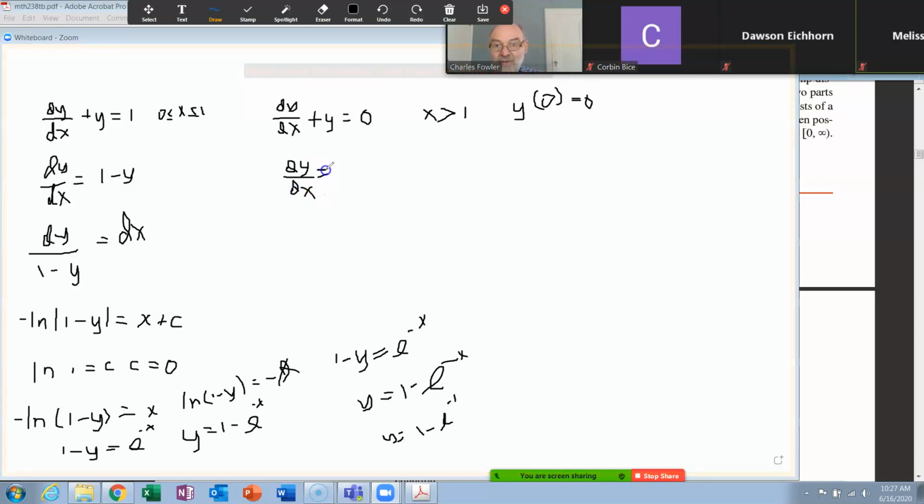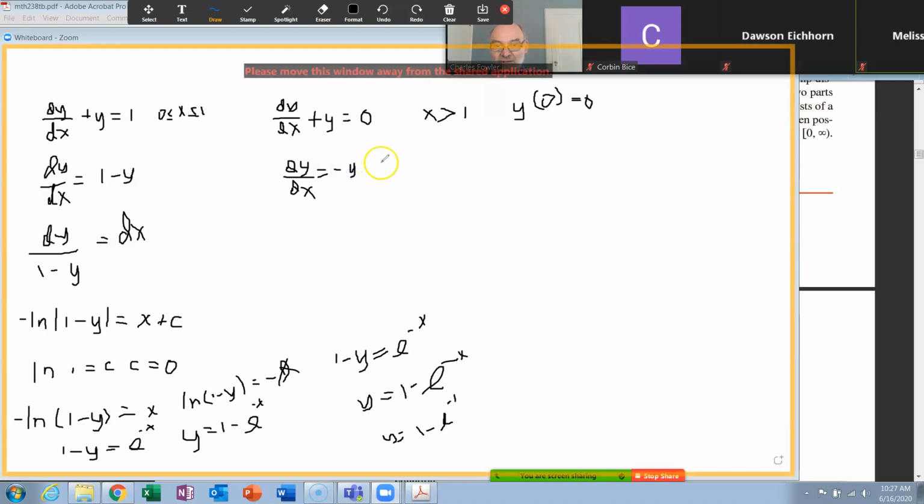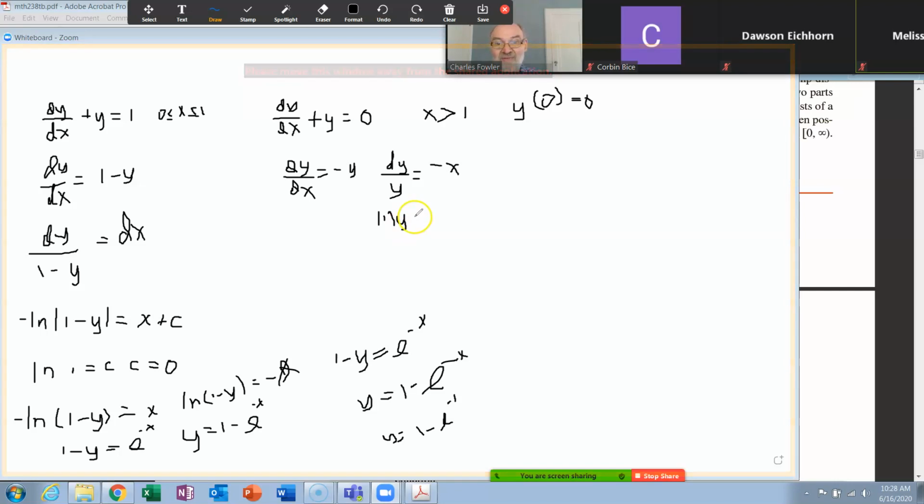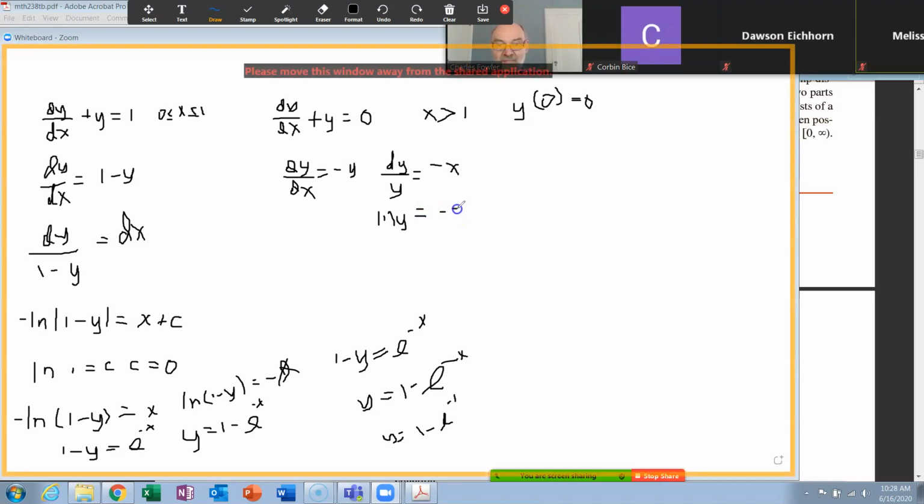Is equal to minus y. So now that gives us dy over y is equal to a minus x. Okay, integrate both sides. That gives you a log y. This time we can say that is equal to minus x squared over 2, right?